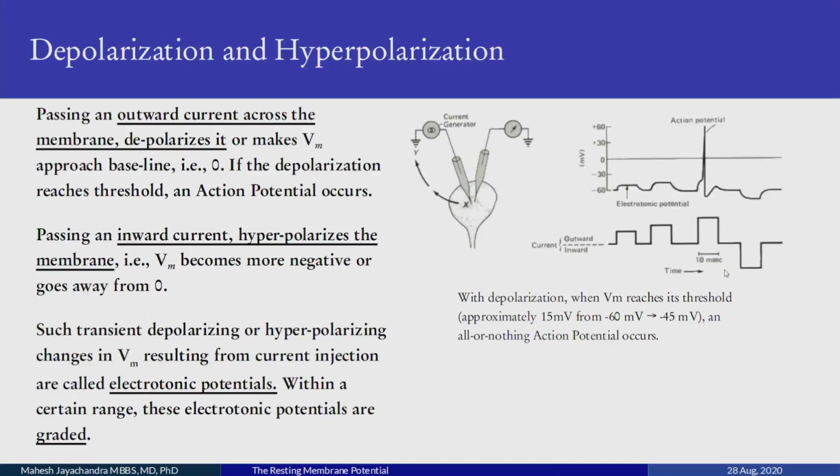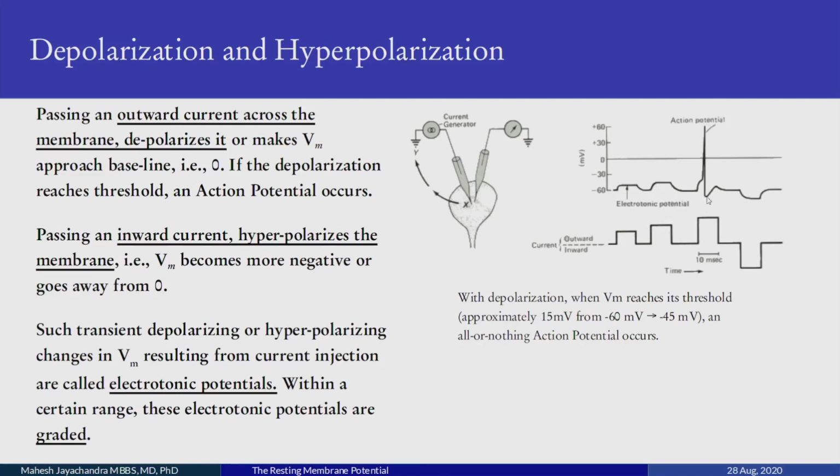So now depolarization and hyperpolarization. These are terms which are used to reflect what's happening to the resting membrane potential. Suppose you pass an outward current across the membrane, you depolarize it. So what are you doing? You're passing a current so that you're making the resting membrane potential go towards 0. From -60 it goes up. Now if you keep depolarizing, you keep increasing the outward current, at a certain point it reaches threshold, and then boom, you get an action potential.